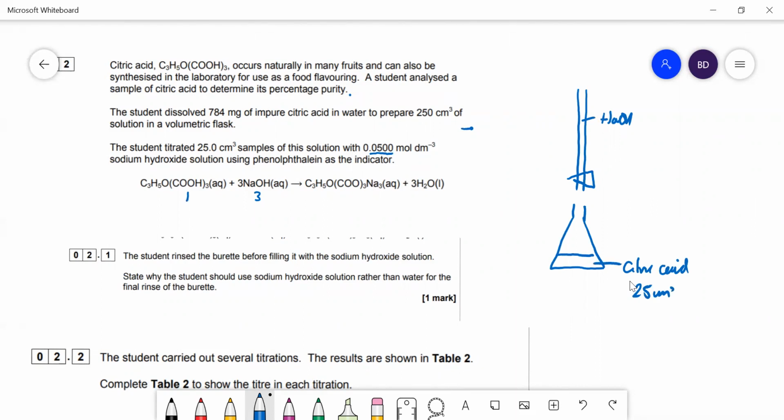The student rinsed the burette before filling it with sodium hydroxide solution. State why the student should use sodium hydroxide solution rather than water for the final rinse of the burette. Well, if he didn't do that, he would have little bits of water stuck to the side of the burette, and he would effectively dilute the sodium hydroxide solution. It wouldn't be quite as strong as he thought it was.